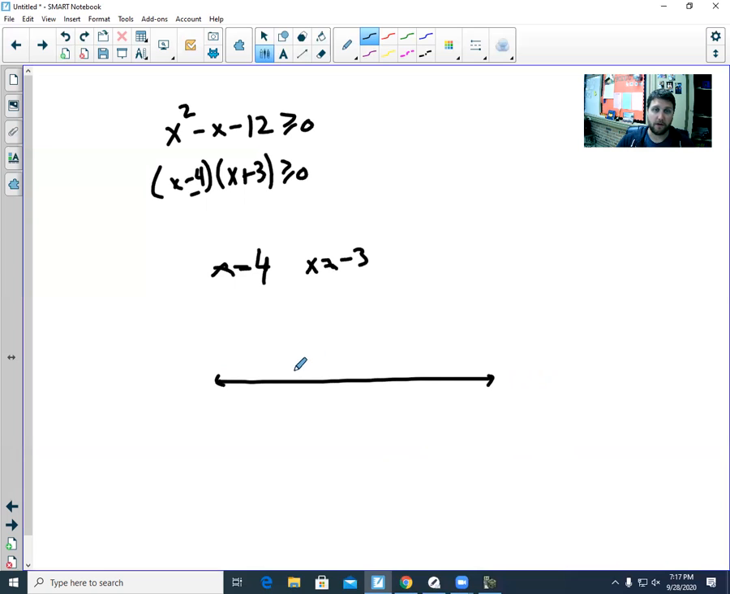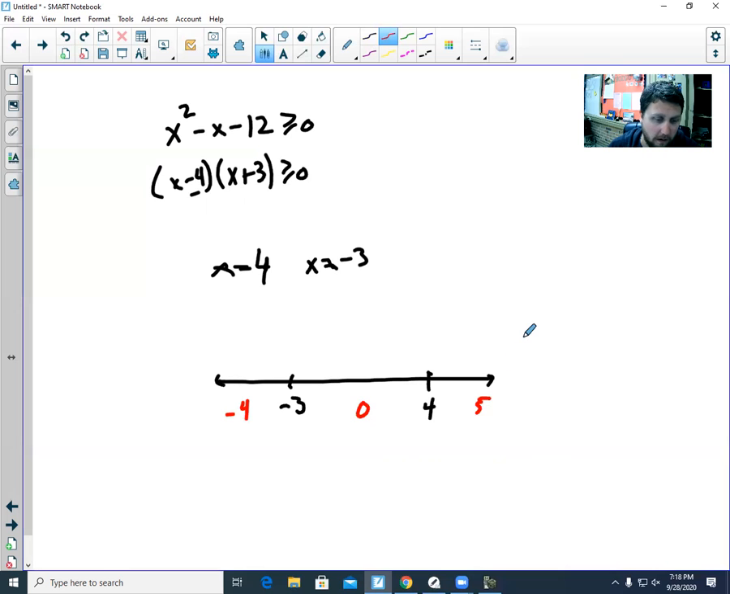So I'm going to put negative 3 on a number line here. I'm going to put 4 on a number line here, and then I'm going to test certain numbers that are smaller than, in between, and bigger than. So I'm going to test the number -4, I'm going to test 0, and I'm going to test 5, because those are in between and outside of those values. Those are called key values, okay?